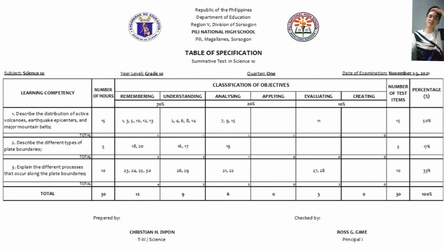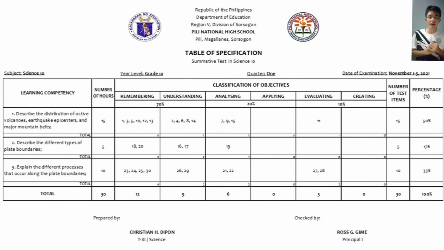So the purpose of this TOS is to distribute the items so that it's not just all analyzing or all remembering, but covers the different dimensions we discussed earlier, and also to distribute the hours and the number of test questions.